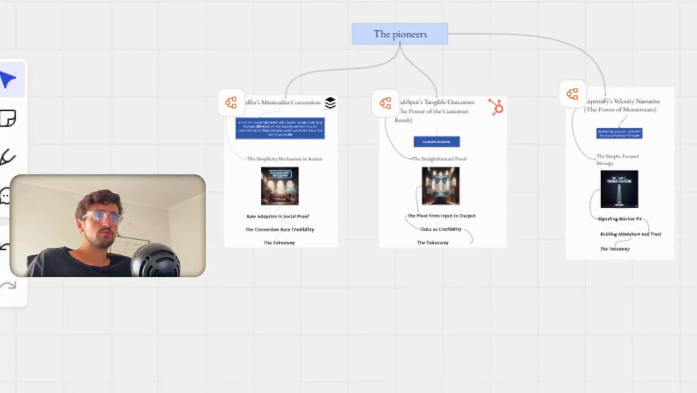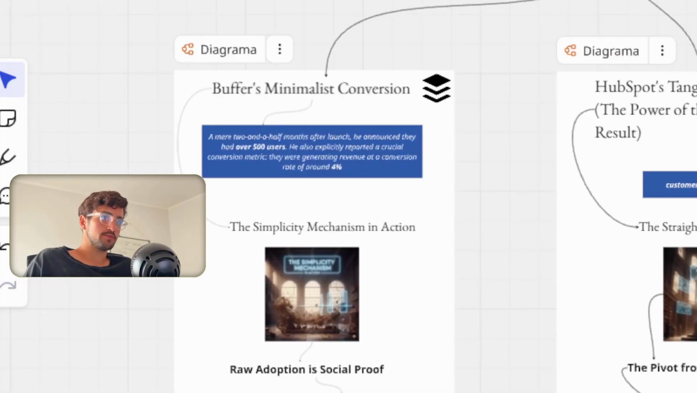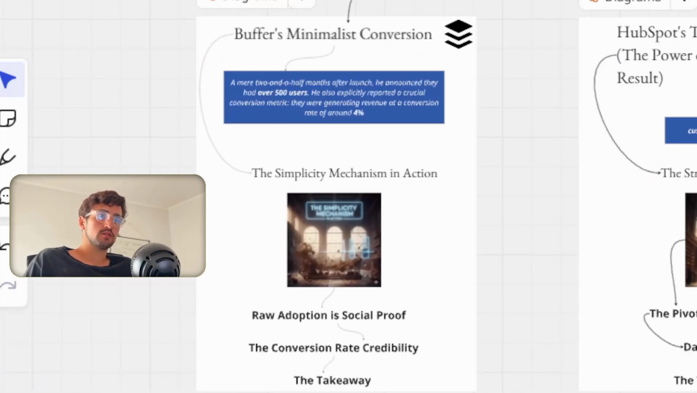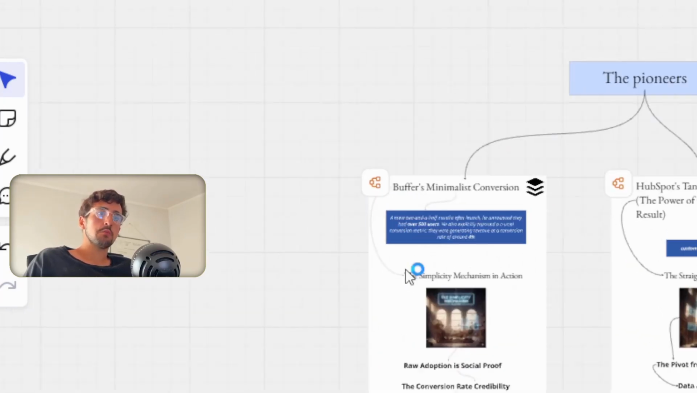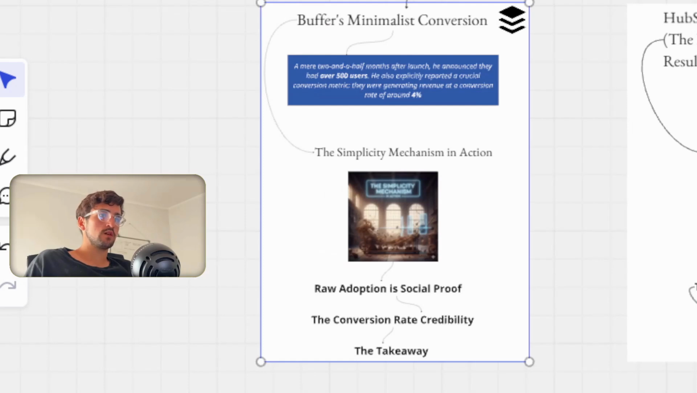This is the most powerful tool you already have to fix the conversion problem, and it's your data. Okay, these 3 methods that I will show you are backed by your data. Now let's take a look at Buffer.